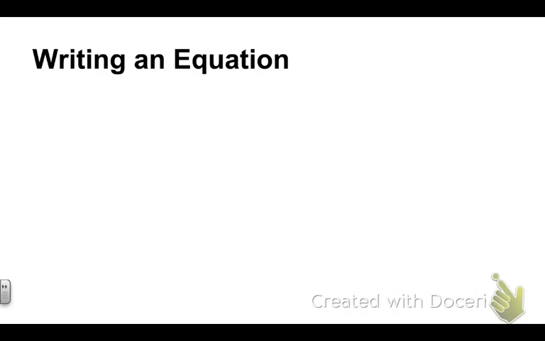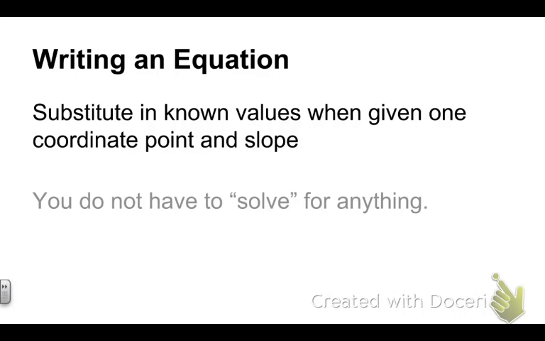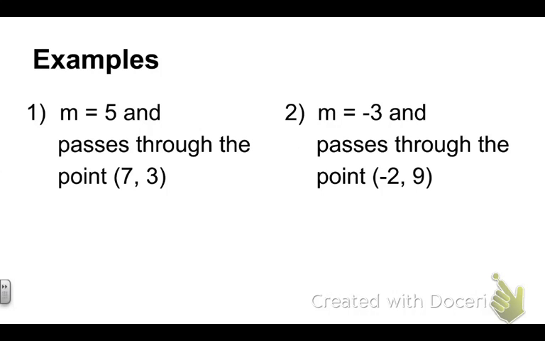So to write an equation, you're going to substitute in the known values when given one coordinate point and slope. You do not have to solve for anything. Alright, that's it. That's all you need to do. So here are a couple of examples.